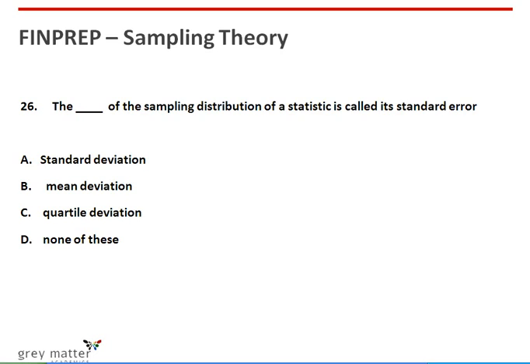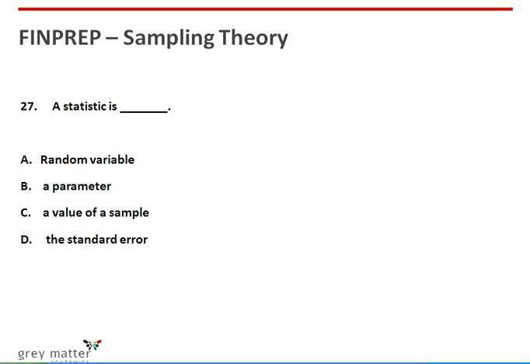26th question: the dash of the sampling distribution of a statistic is called its standard error. From the options, actually it is the standard deviation of the sampling distribution of a statistic that is called its standard error. This is as per the definition of standard error, SE. So the answer is the A option, which says standard deviation.